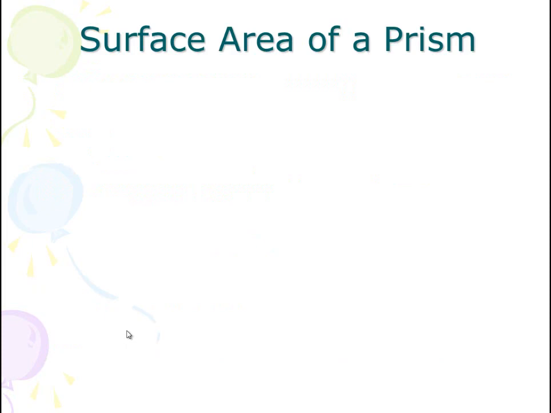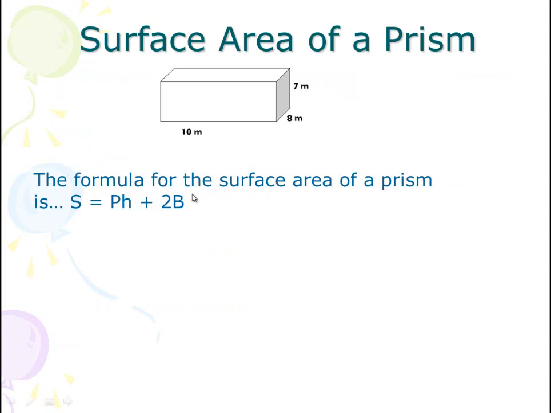Okay, surface area of a prism. It's really nice because for surface area of a prism, you get to use a formula. This is an example of a prism. To find the surface area of a prism, we use the formula S, which stands for surface area, equals big P H plus 2 big B. Now the big P stands for what again? Perimeter of the base. And the big B stands for what again? Area of the base. Now this H stands for what? The height of the figure. What connects your bases is always the height.